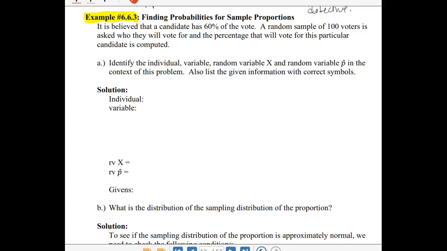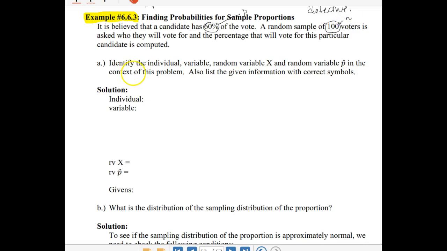So example 6.6.3, finding probabilities for sample proportions. It's believed that a candidate has 60% of the vote. They take a random sample of 100 voters, each is asked who they will vote for, and the percentage that will vote for this particular candidate is computed. Again, this initial 60% is the value of p. They took a random sample of 100 voters, which is n.